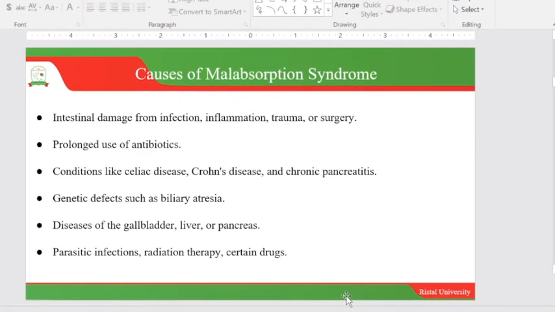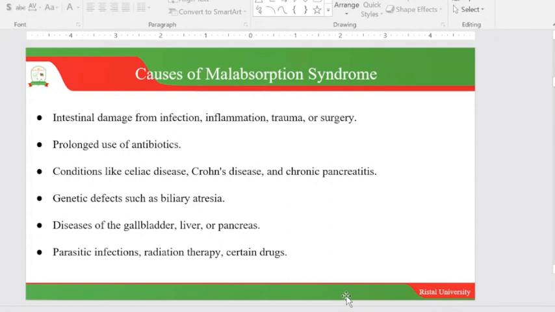Also, we could talk of conditions like celiac disease, which we'll see in detail, and also we talk of Crohn's disease and also chronic pancreatitis. All these impair absorption and at the end of the day impair intake.